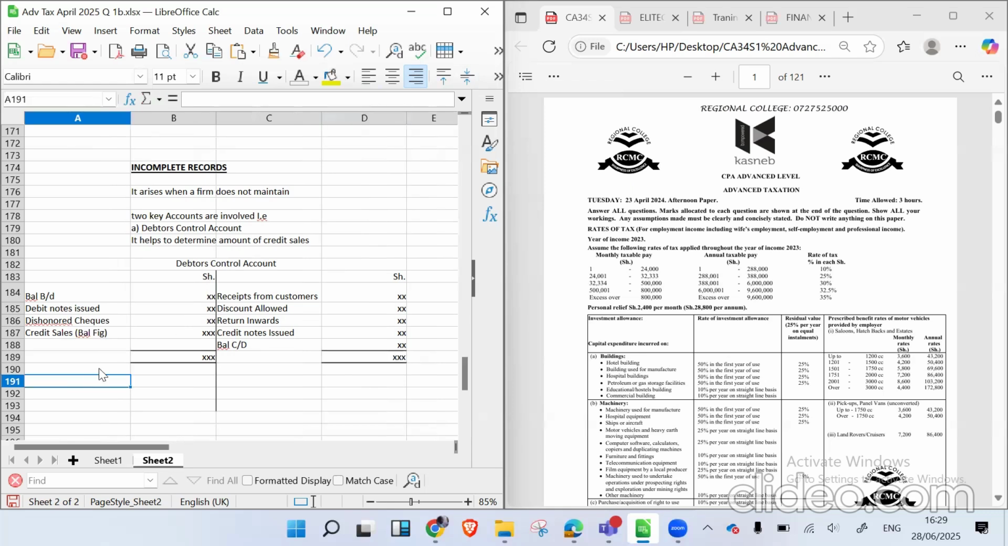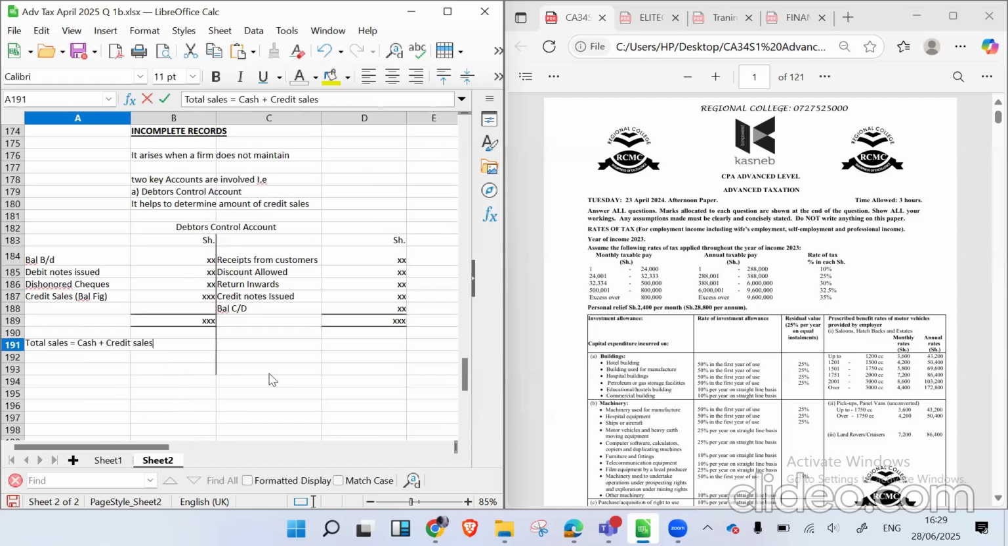Then here below we appreciate that total sales would be equal to cash sales plus credit sales. So credit sales we have gotten here, and if there are any cash sales, we add them to get our total sales.